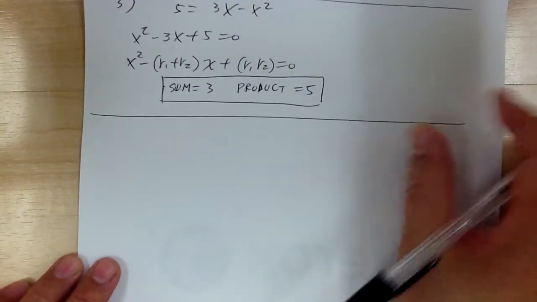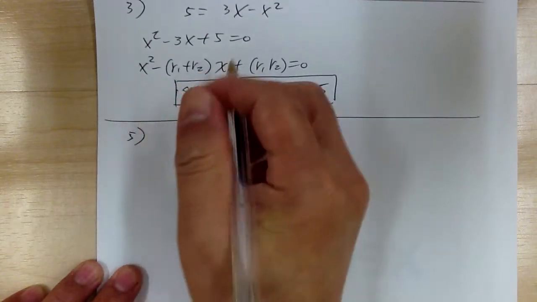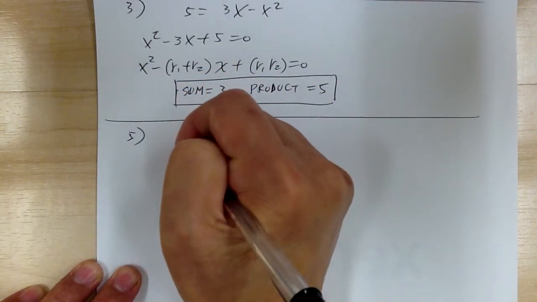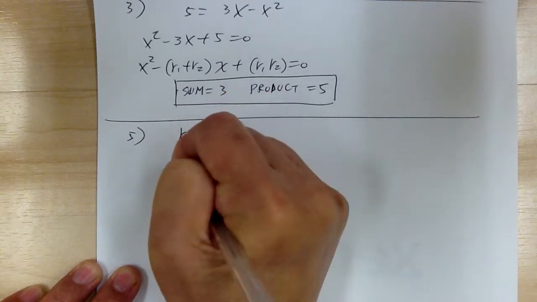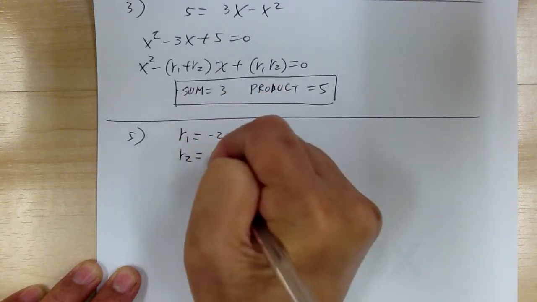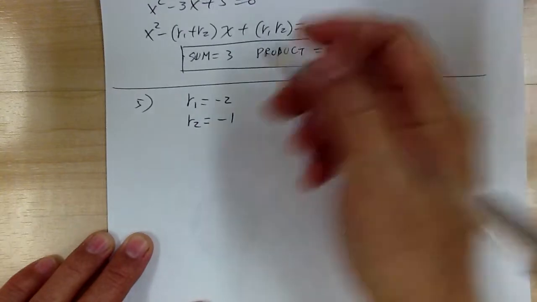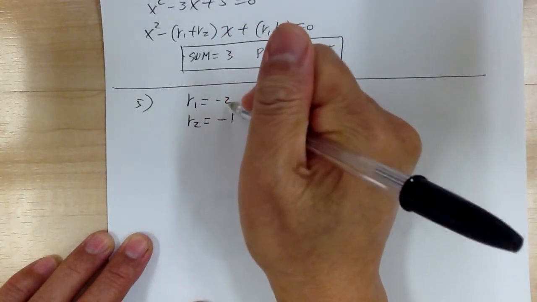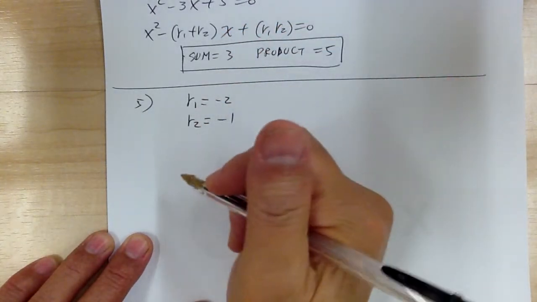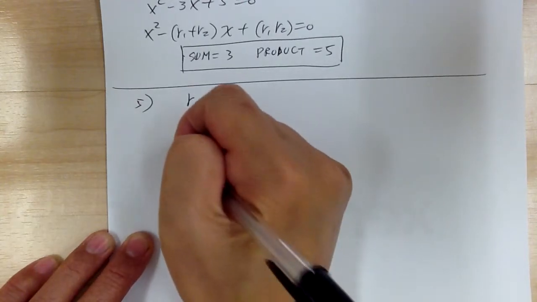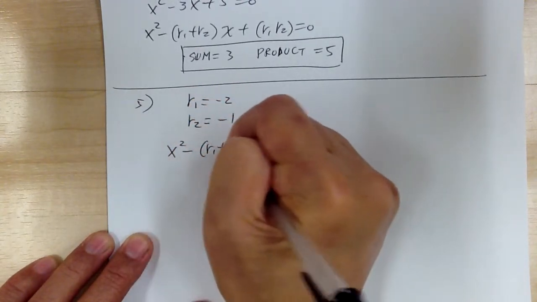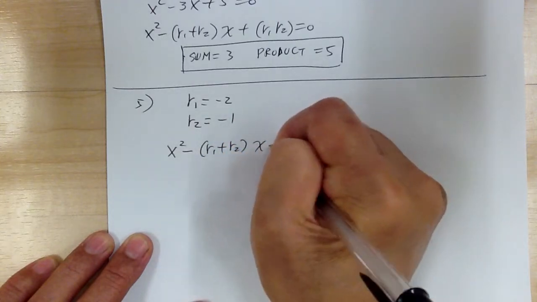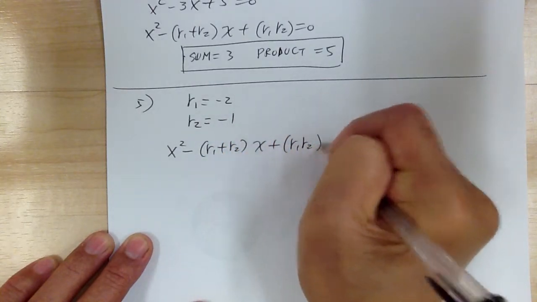Okay, let's go to number 5. Number 5, they give you the roots and you're looking for the equation. So you have r1 equal to negative 2, r2 equal to negative 1. And I'm going to write this vertically so it's easier to add. Okay, so again, to find the equation, write down the root equation. So x squared minus (r1 plus r2)x plus r1 times r2 equal to 0.